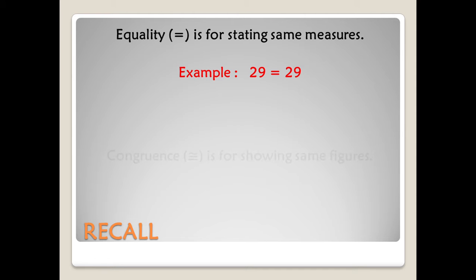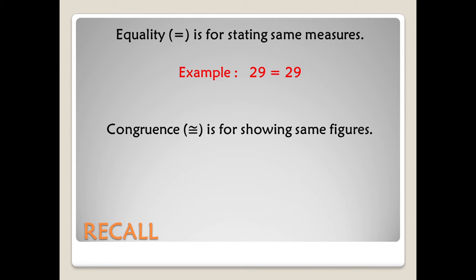Kapag congruence naman, equal sign siya pero may kulot sa ibabaw. Ginagamit ang symbol na ito kapag ang pinag-uusapan ay ang itsura ng isang figure. So, for example, angle A is congruent to angle B. So, magkamukha raw si angle A at si angle B. So, again, kapag numbers ang pinag-uusapan, measures, equal ang gagamitin. Kapag figures or yung itsura nila ang pinag-uusapan, congruent ang gagamitin.